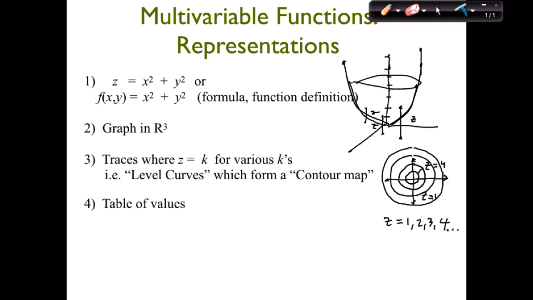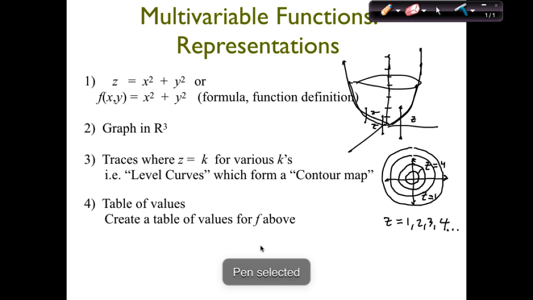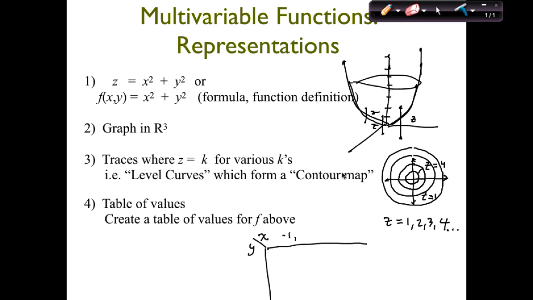Okay, another representation of these functions is a table of values. So let's create one for the function f above. Now you have a two-dimensional table rather than your standard one-dimensional table. So you could let x be -1, 0, 1, 2, 3, and y be 0, 1, 2.